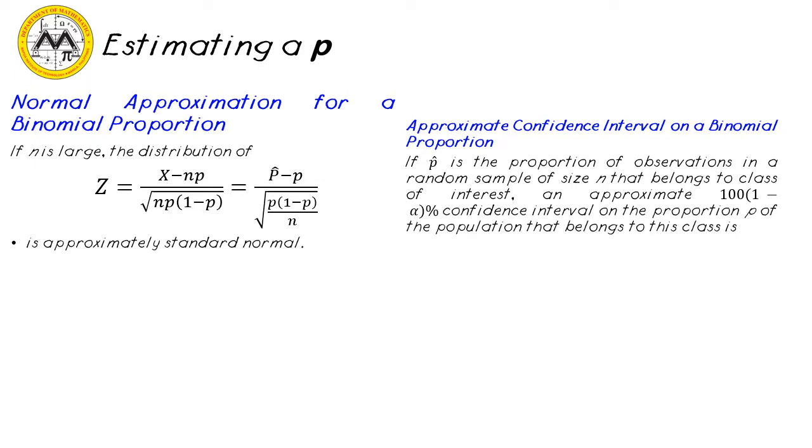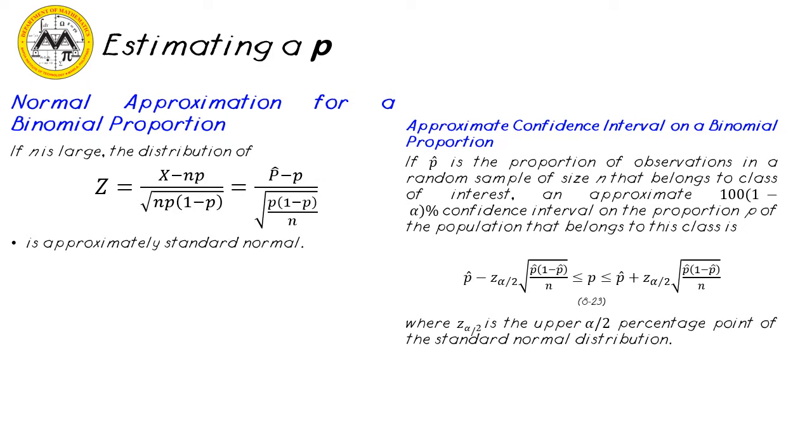In approximating the confidence interval on a binomial proportion, if p hat is the proportion of the observations in a random sample of size n that belongs to a class of interest, an approximate 100 times 1 minus alpha percent confidence interval on the proportion p of the population that belongs to this class is given by p hat minus z of alpha over 2 times the square root of p hat times 1 minus p hat over n. And for the upper limit, it would be p hat plus z of alpha over 2 times the square root of p hat times 1 minus p hat over n, where z of alpha over 2 is the upper alpha over 2 percentage point of the standard normal distribution. This is the traditional approach in approximation for the proportion.